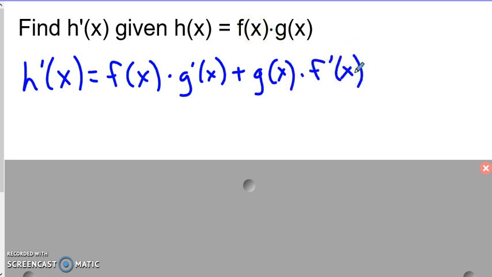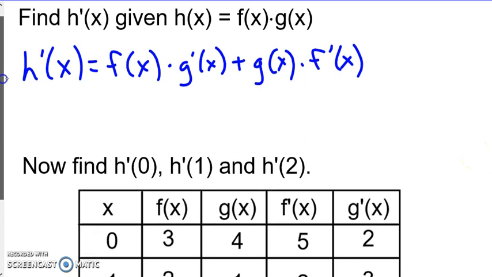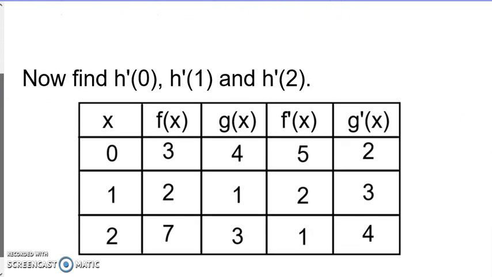Okay, so we're going to apply that definition to a chart. Now you might need to pause this so you can actually write this chart down. Okay, so I'm going to move it down so you can see this entire chart. Go ahead and pause if you need to, and then push play when you're ready to resume, because we're going to find h prime of 0, h prime of 1, and h prime of 2.